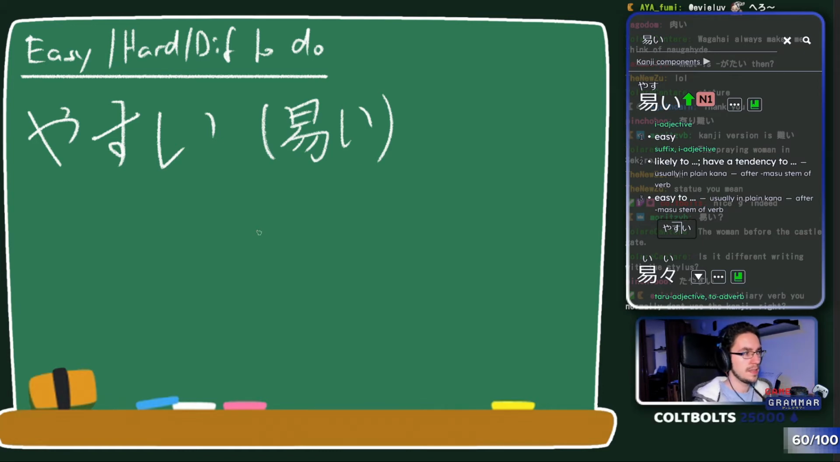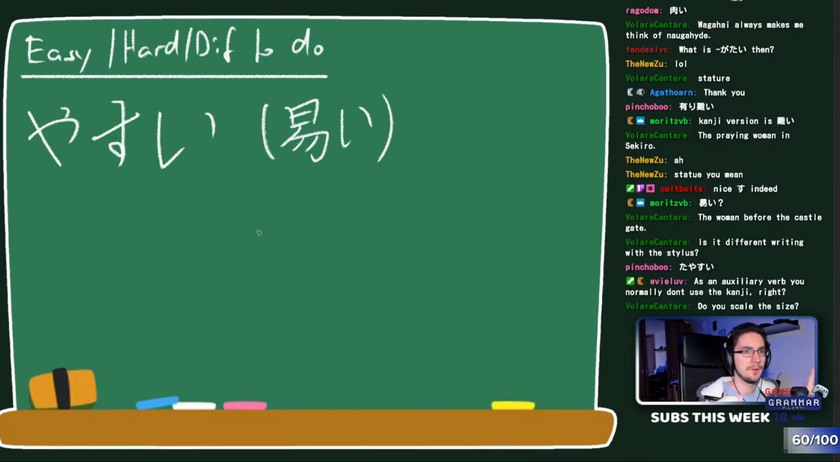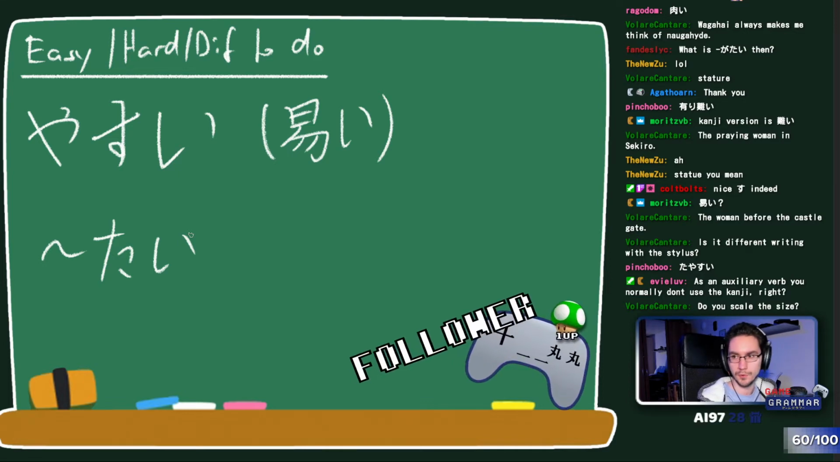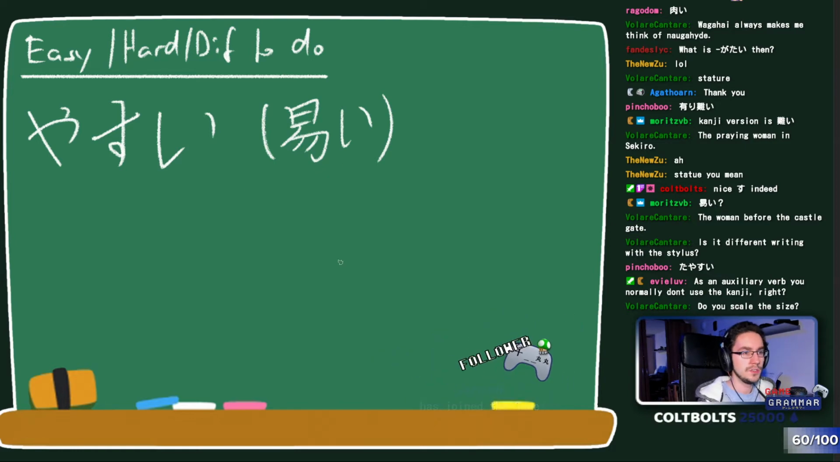I kind of didn't put that in the title, but theoretically we would count these more as auxiliary adjectives, similar to how we would treat tai, like "I want to." If you remember, we talked about tai. Tai works like an auxiliary, but it works as an adjective rather than a verb. That's basically the difference. So for yasui, generally you would see it in kana, but you see it sometimes in kanji, and it is not wrong to use it in kanji as well.